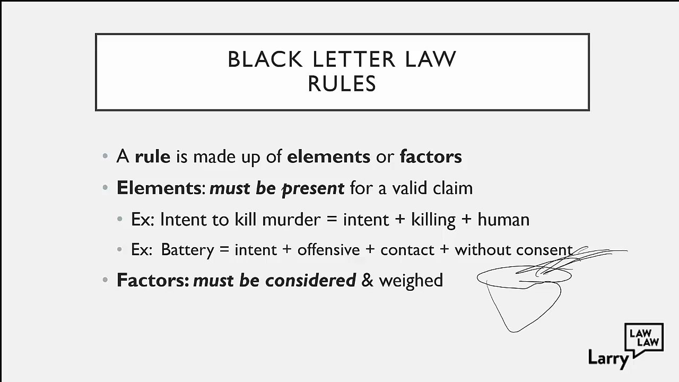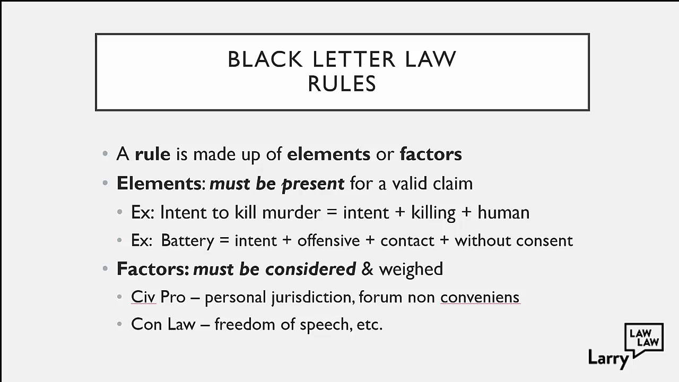Factors, on the other hand, are different from elements in that it's a set of things that must be considered and weighed. You kind of get to throw it in a giant mix pot. This is my awesome art. And decide it. If you're missing a particular piece, that's not necessarily fatal for the claim that you bring. So you typically see factors in the context of civil procedure and constitutional law. Personal jurisdiction, forum non conveniens. Each of these is like 4 or 5 different factors that you've got to consider. Some of these can go against you, and you can still win on the issue of personal jurisdiction, or you can still win on forum non. All those specifics, don't worry about that now. We'll get to that another day.